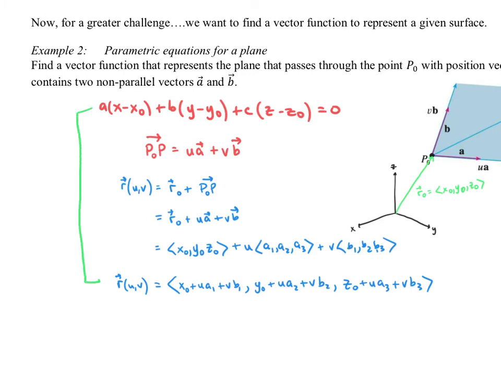So we have now a vector representation of a plane, as well as what we've been building for the last chapter and a half, which is our Cartesian equation for a plane. So it's an additional equation for a particular surface that we've had. Okay, let's move on to the next page.